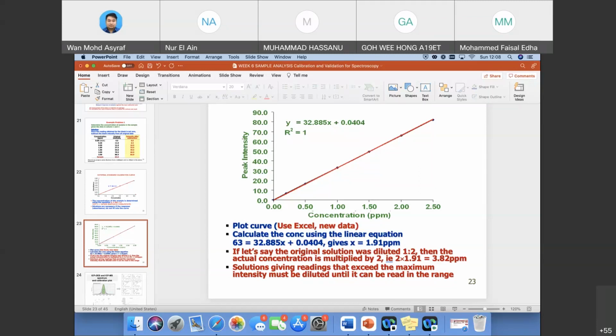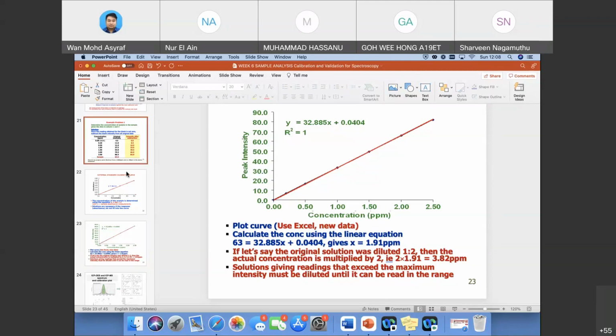Tak ada nak try ke? Kalau tak saya panggil nama. Doctor, boleh saya try? Okay, boleh. Sharvin, thank you. Maybe we could just interpolate from the graph, or we could just substitute the value into the equation. Alright, so basically, when you have your sample gives 63, so 63 goes where? It goes in the y-axis. Okay, yeah. So y-axis, and then you got your x. So x is your unknown concentration lah. Yes, so that's how you do this.